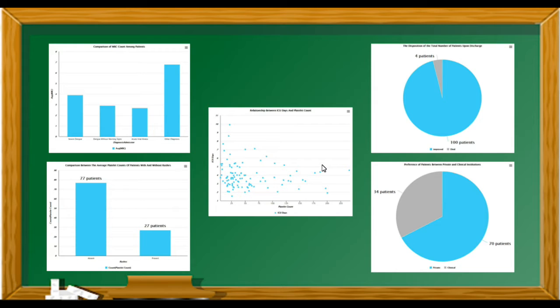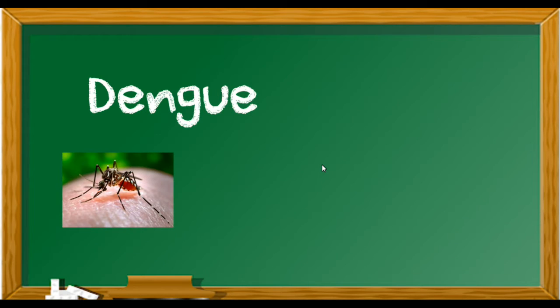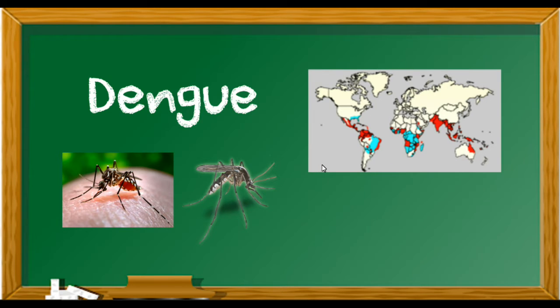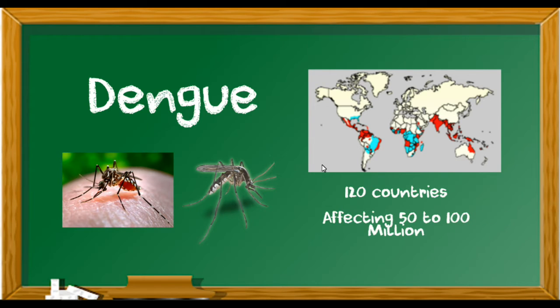hospital. Dengue is one of the arboviruses transmitted by mosquitoes of the genus Aedes in a human-mosquito-human cycle. It is endemic in more than 120 countries, where 50 to 100 million infections occur each year. Therefore, dengue has the greatest impact on public health worldwide, with high morbidity rate but low mortality rate, according to WHO. Now let's move on to the graphs.